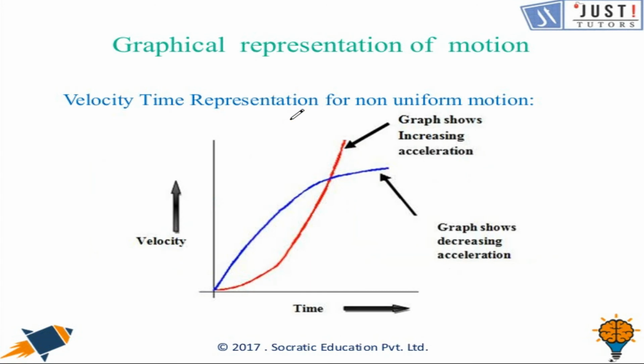Next is graphical representation of motion with velocity time graph of non-uniform motion. Velocity time graph of an object moving with increasing and decreasing acceleration. You can see here in this picture.